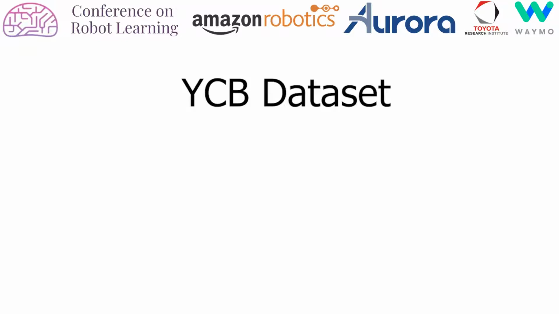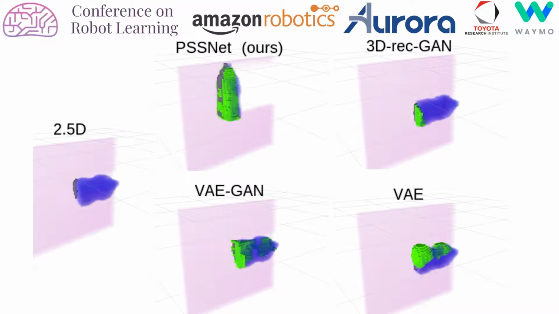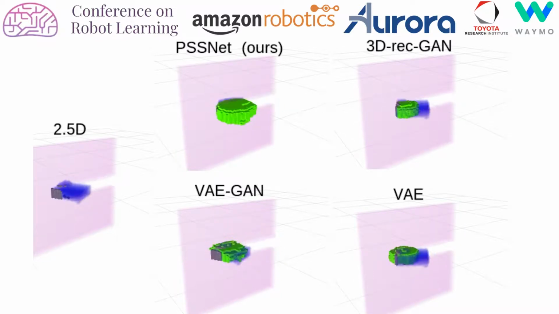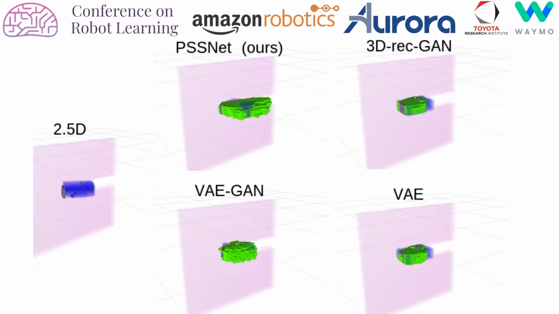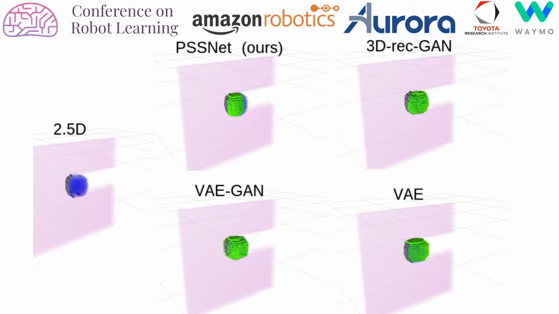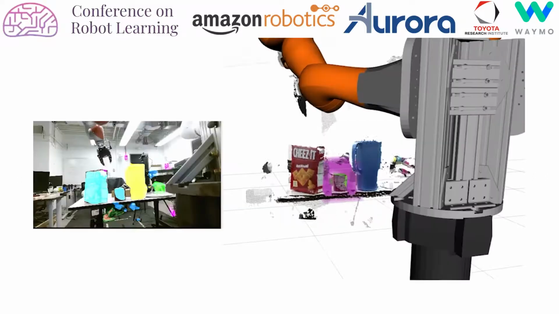We also evaluated methods on tabletop objects from the YCB set. To create ambiguous depth images, we simulate viewing these objects through a narrow slit. Quantitatively, we again find that with a narrow slit, and therefore larger ambiguity, our method both covers the set of plausible objects better and achieves better plausible diversity.